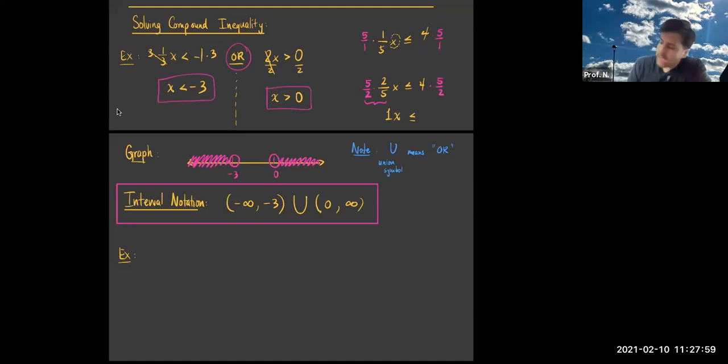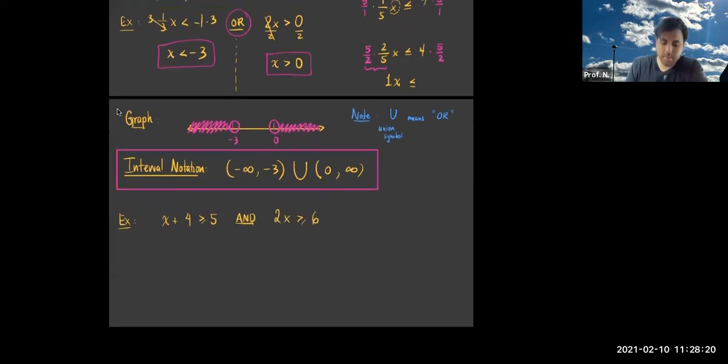Now, we have other kinds of inequalities, compound inequalities, that instead of having the or word in between them, we have something that has the and. Very good, Elizabeth. Yep. So we have or for compound inequalities, or and.